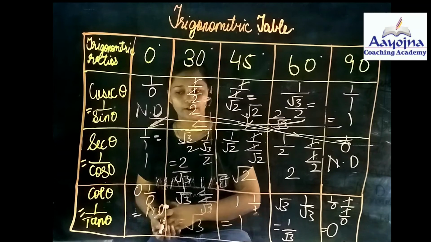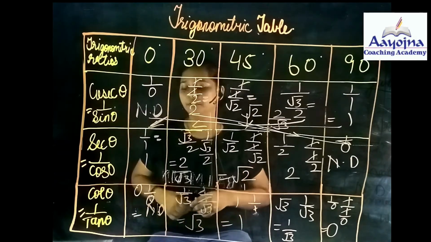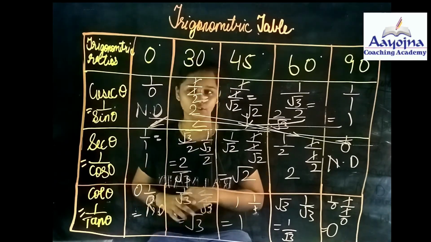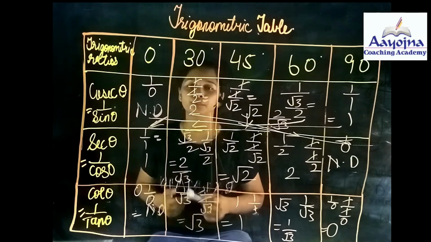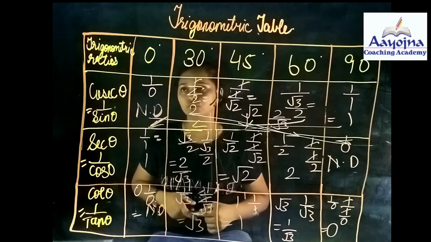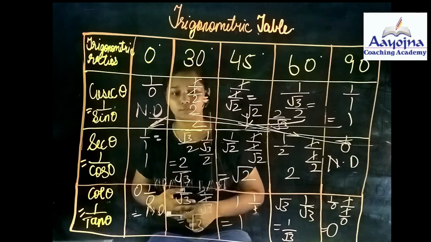This is how we found the value for cot theta. Here we have completed the trigonometric table. It is very important for you to learn this table as you have to put down these values when you solve the proofs and when you solve the sums.